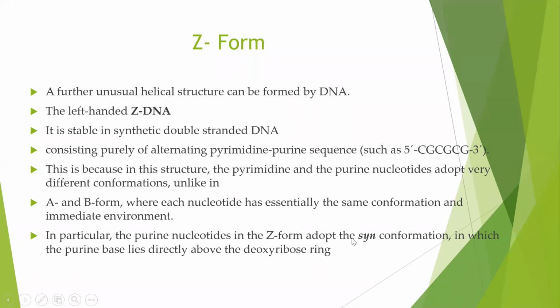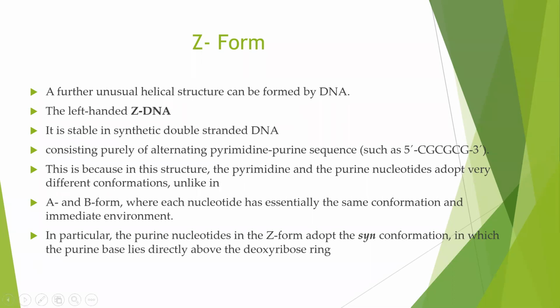But here in this sequence, what happens? The purine nucleotides adopt syn conformation, that means the purine base directly lies above the deoxyribose ring, whereas the pyrimidine nucleotides adopt anti-conformation like any other nucleotide. Because of this difference between purine nucleotide conformation and pyrimidine nucleotide conformation, the DNA double helix takes an overall zigzag conformation. That's how the zDNA helix appearance is zigzag in nature.